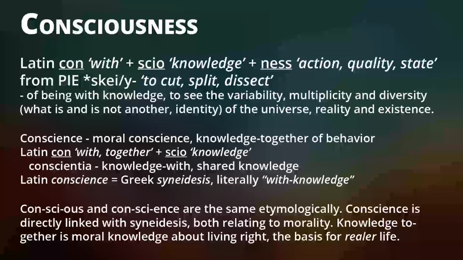So the first infographic is consciousness, and that's from Latin con, which means with, and scio, meaning knowledge. Conscio, consciousness. Knowledge with, and then ness. When you put ness at the end of a word as a suffix, it's the action, quality, or state of something. So the action, quality, or state of being with knowledge. That's what consciousness means in a pure etymological sense.